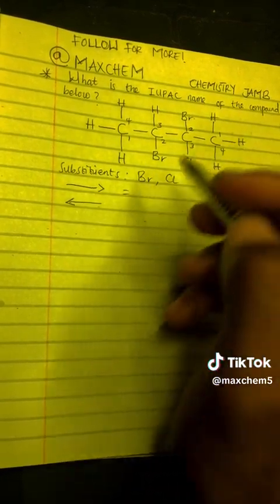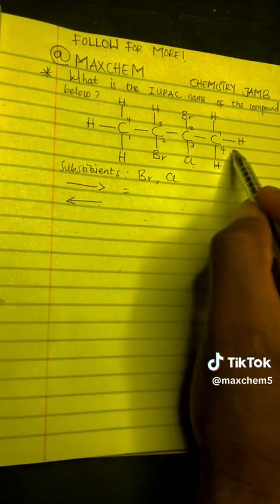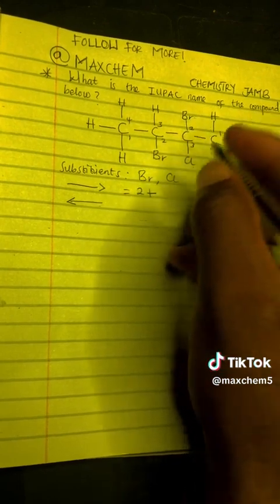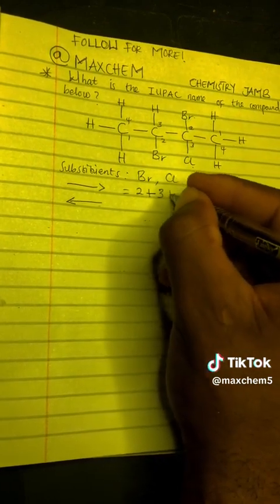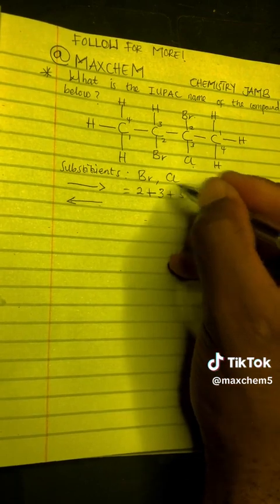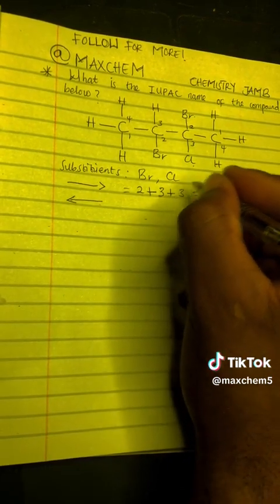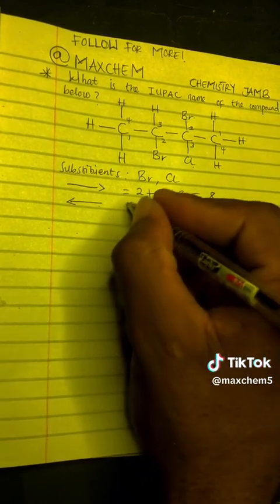So now I'm going to say going in this direction, the substituents are in what particular position. So going in this direction, bromine is on 2, you write 2 plus this bromine, this bromine is also on carbon 3, plus 3, then this chlorine is also on carbon 3. Going this direction, that's going to give us 2 plus 3, 5, plus 3, 8.